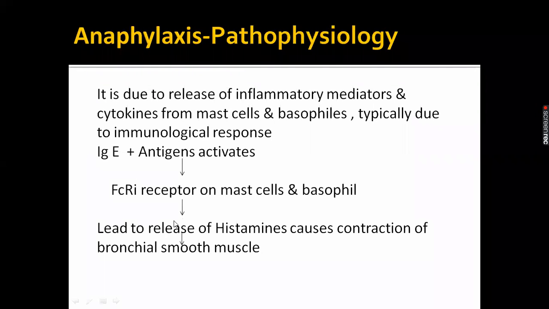Pathophysiology here is release of the inflammatory mediators and cytokines from the mast cells and the basophils. Typically due to the immunological response, IgE plus antigen activates the Fc portion on the mast cells and the basophils, leading to release of histamine, which causes contraction of the bronchial smooth muscle.